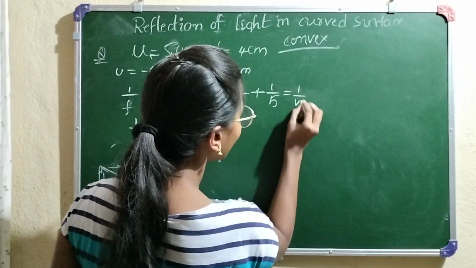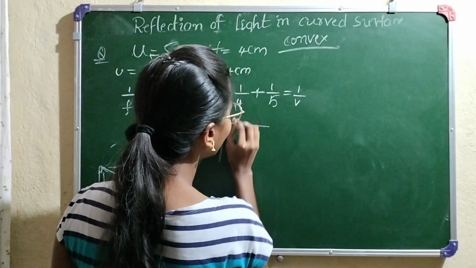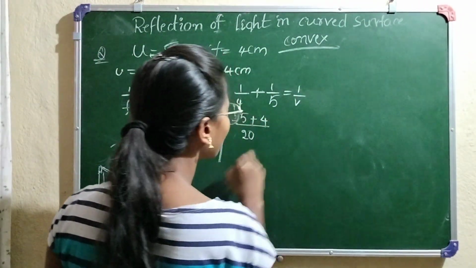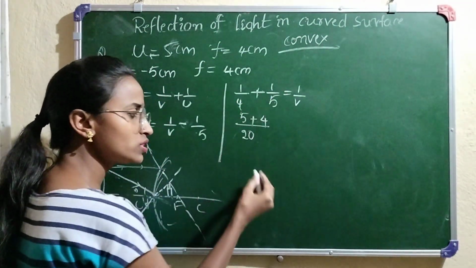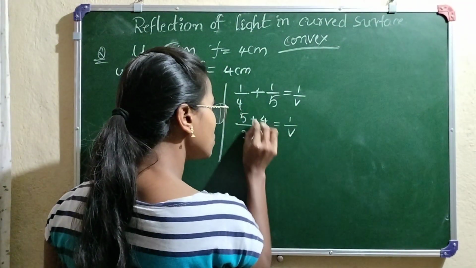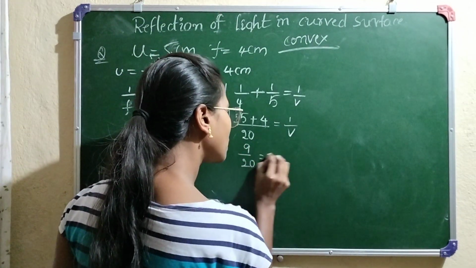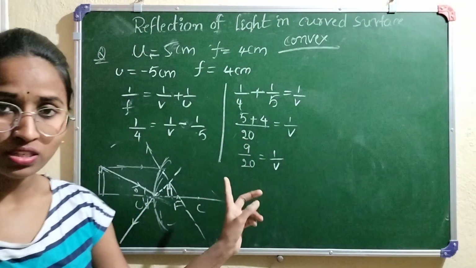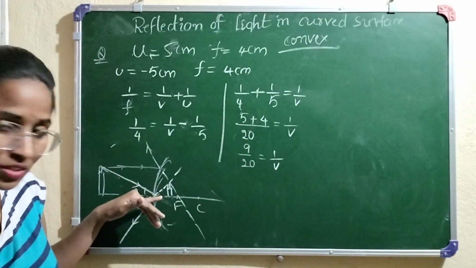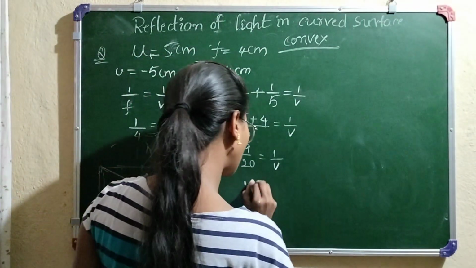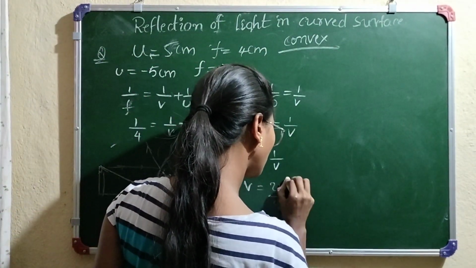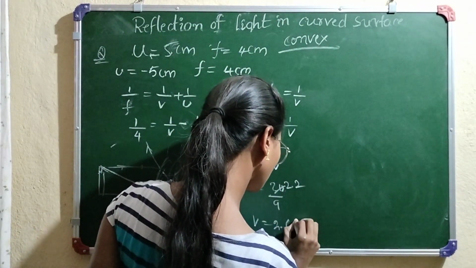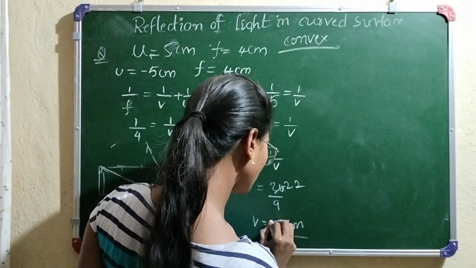So now 1 by V. What is the LCM? 20. 20 means 5 plus 4; 4 fives are 20, 5 fours are 20. So 1 by V is 9 by 20. We need the V value only now. So see, we are getting positive V only. It is satisfied, as V is positive, in the same direction of the incident ray it is forming. So now V is 20 by 9, which means 2.2 centimeters. Am I right? Positive 2.2.